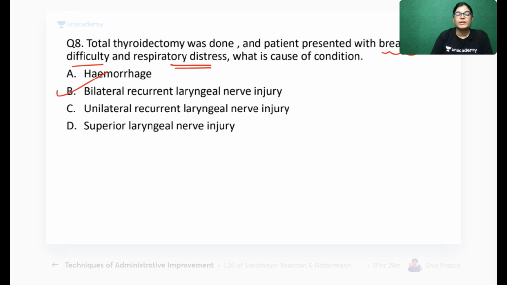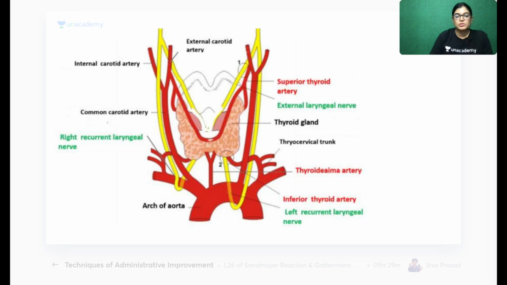One more thing is important for this answer: in the case of thyroid removal, there are two arteries and two nerves winding around these arteries. So see the relation.